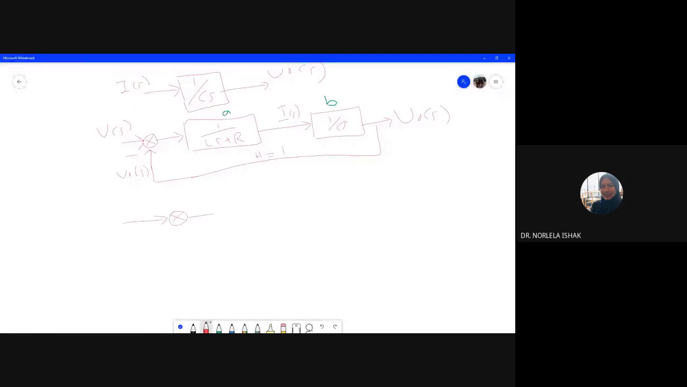We cannot simplify that summing. The summing will disappear when we simplify the loop, or when we simplify the feedback. Okay, when we simplify the feedback, the summing is gone.